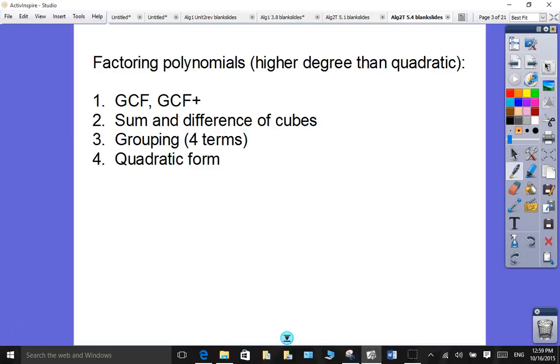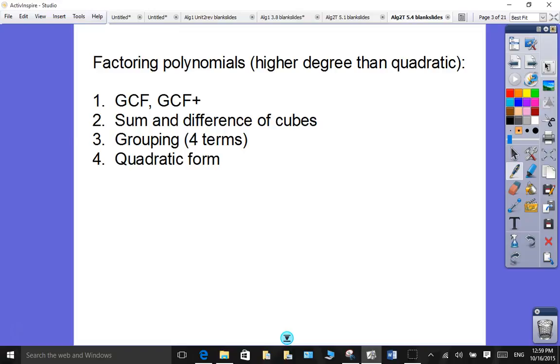Grouping is a method that we've actually already done. When we did the trinomials that had a not equal to 1, and you would split up the middle term, at that point you had 4 terms, and you group the first two and you group the last two. That's what that is. If you get a polynomial with 4 terms, at this point, it probably means that if you group the first two and the last two, it'll factor. And then the last one is called a quadratic form, which means it's not a quadratic, but it can be factored like a quadratic.